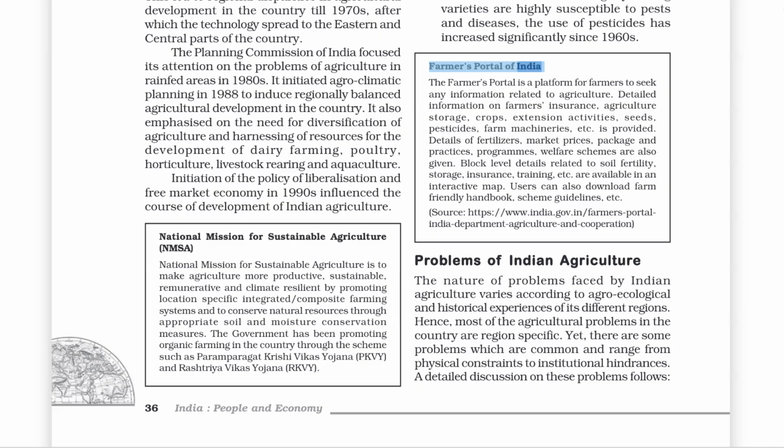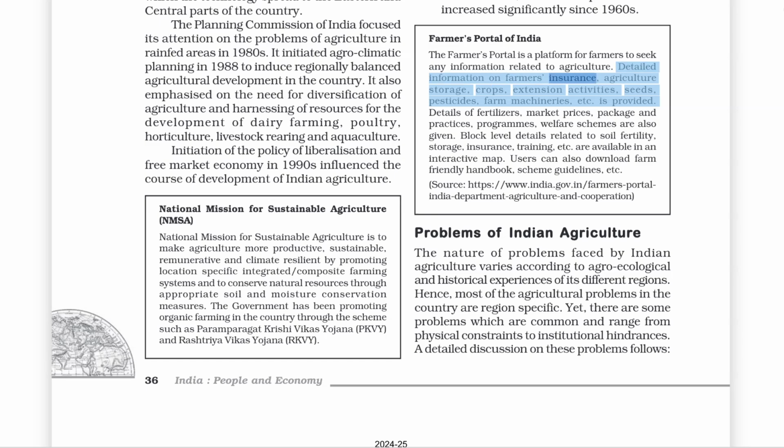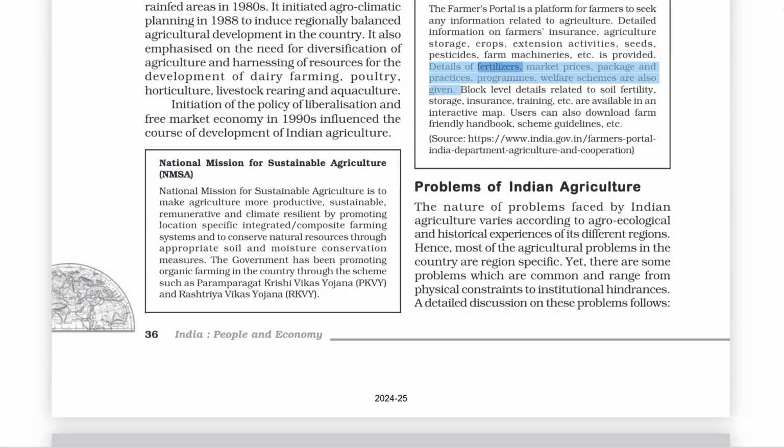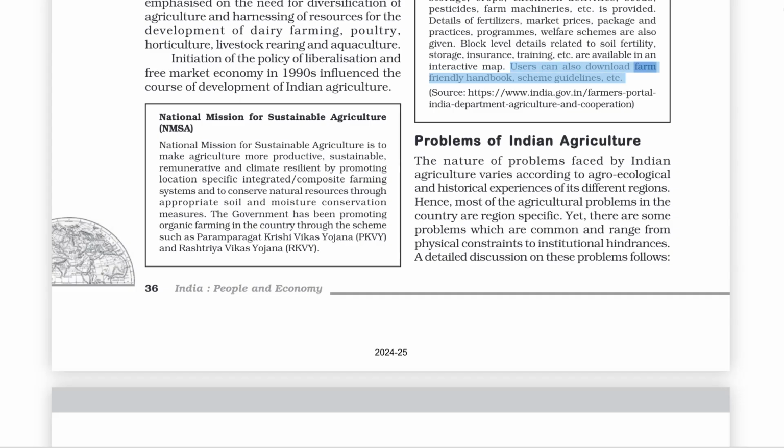Farmers Portal of India. The Farmers Portal is a platform for farmers to seek any information related to agriculture. Detailed information on farmers' insurance, agriculture storage, crops, extension activities, seeds, pesticides, farm machineries, etc. is provided. Details of fertilizers, market prices, package and practices, programs, welfare schemes are also given. Block-level details related to soil fertility, storage, insurance, training, etc. are available in an interactive map. Users can also download farm-friendly handbook, scheme guidelines, etc.